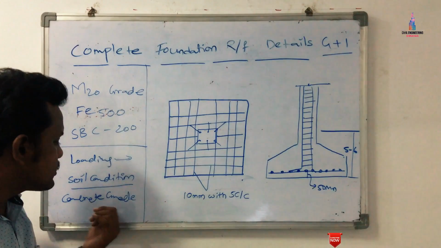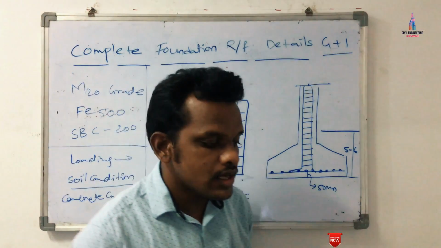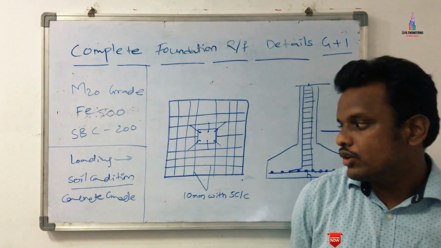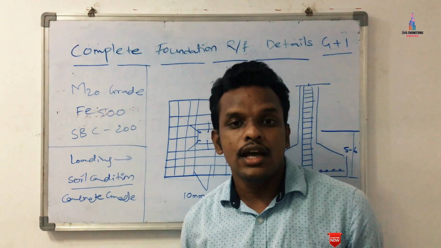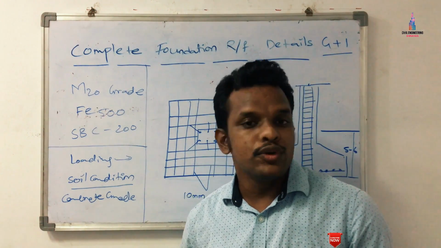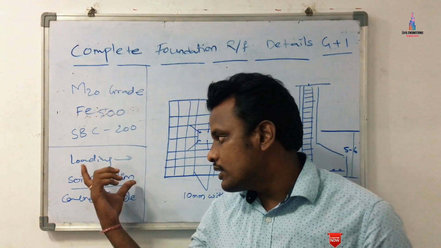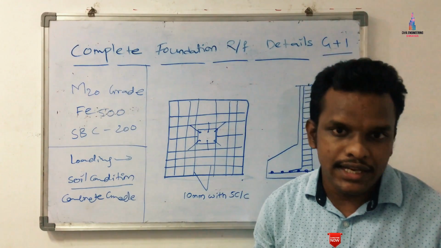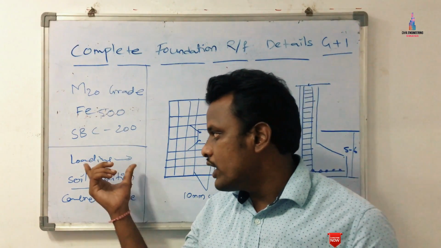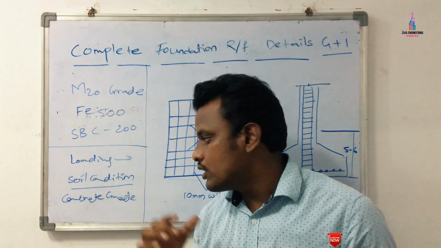And the third factor is concrete grade. The grade of the concrete is also one of the most important concepts. If you increase the grade of the concrete, we have to consider a different amount in the foundation details. So these are the basic three parameters we need to consider before designing any kind of foundation section: loading condition, soil condition, and concrete grade.